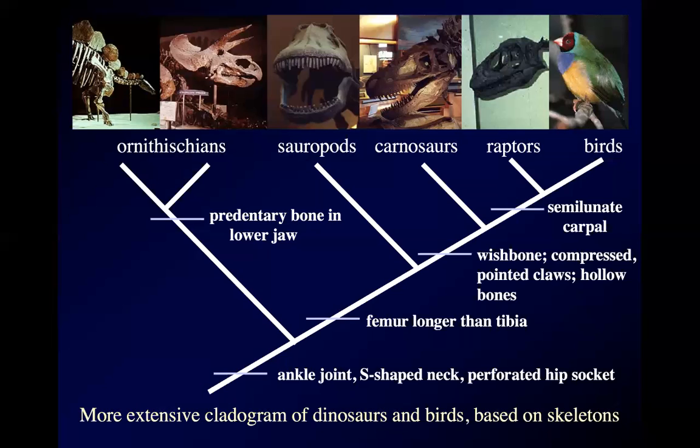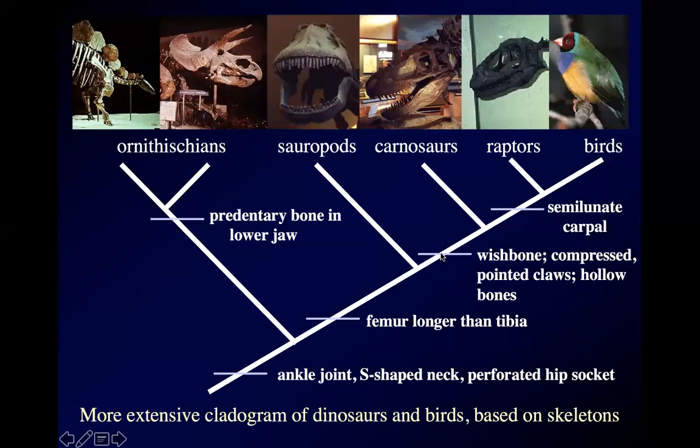Ducky is also in that group, although there wasn't room for Ducky in this slide, but the duck-billed dinosaurs are in that group too. And then you can see that sauropods, that's like Littlefoot, the big Brachiosaurus and things like that, and carnosaurs like T-Rex and raptors and birds share that feature of having the femur longer than the tibia. Carnosaurs, raptors, and birds have the wishbone, the pointed claws. Raptors and birds share that semilunate carpal.